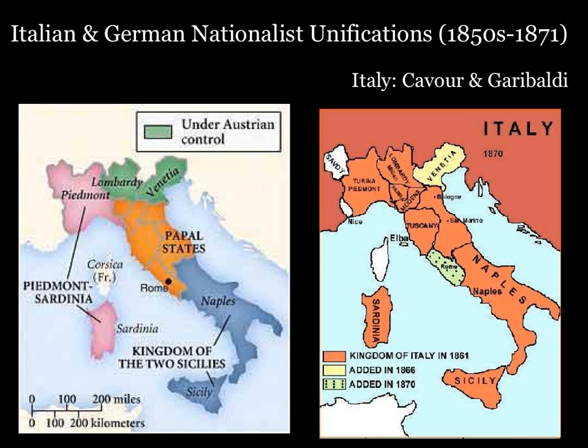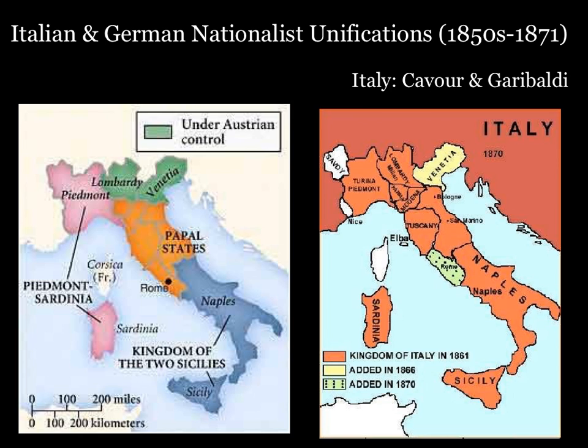For both of these countries, their unification process is going to start in the 1850s and really run until about 1871. Let's talk about Italy first. Beginning in the middle of the 19th century, Italian nationalists moved to achieve unification. It had been tried before in the 1820s, but it had failed.